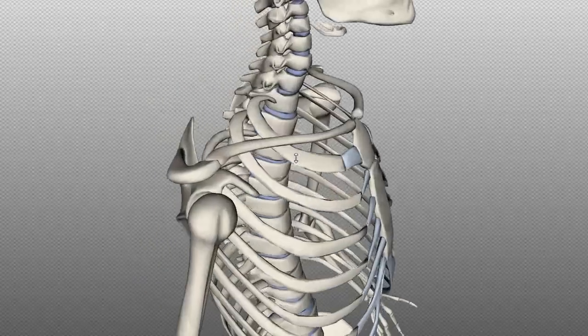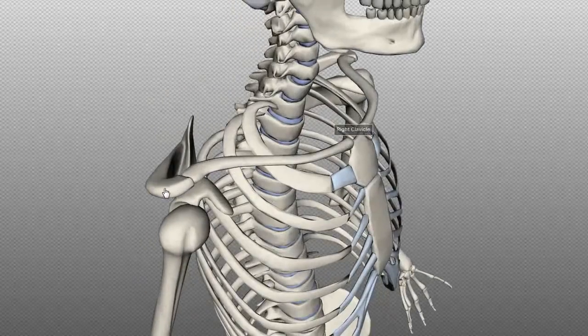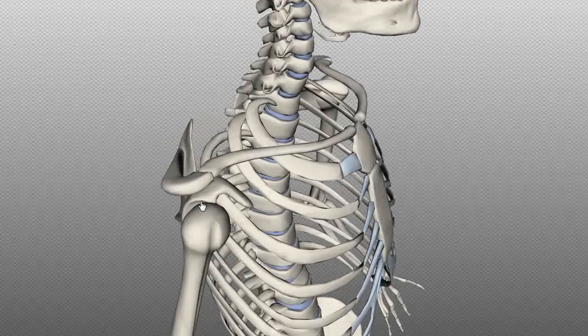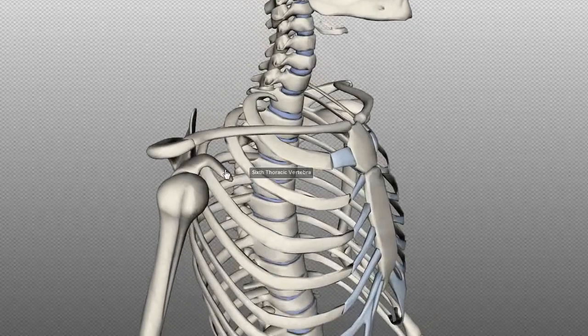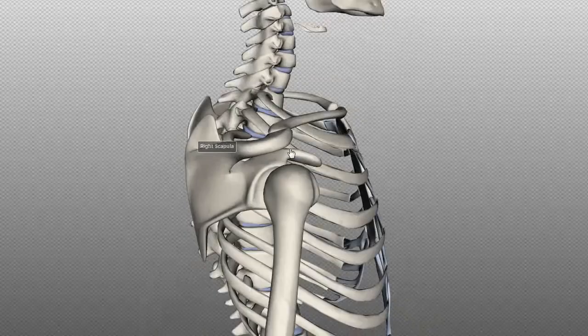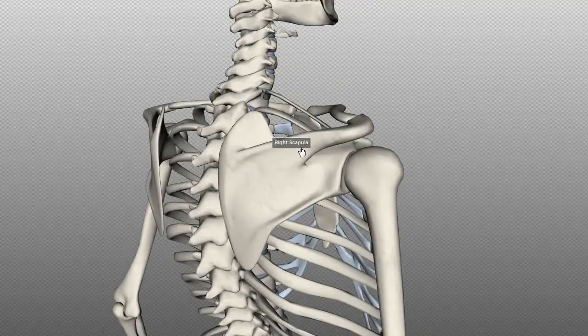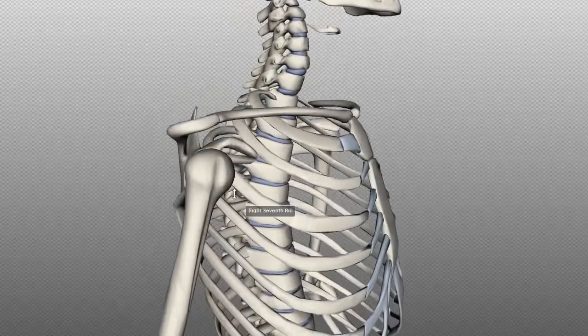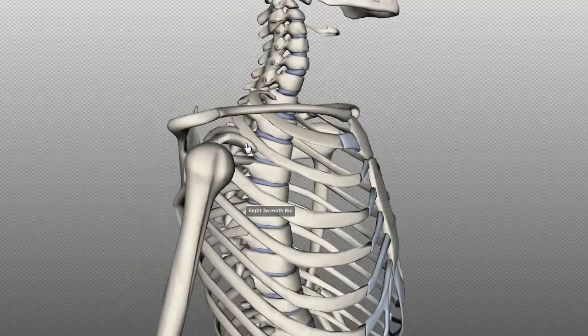You've got the acromion process, this process here which articulates with the clavicle. And then you've got the coracoid process, which I just talked about, this little hook-shaped bone which extends above the glenoid fossa, which articulates with the humerus. So three processes: the spinous process, the acromion process, which articulates with the clavicle, and then this hook-shaped process which extends outwards.